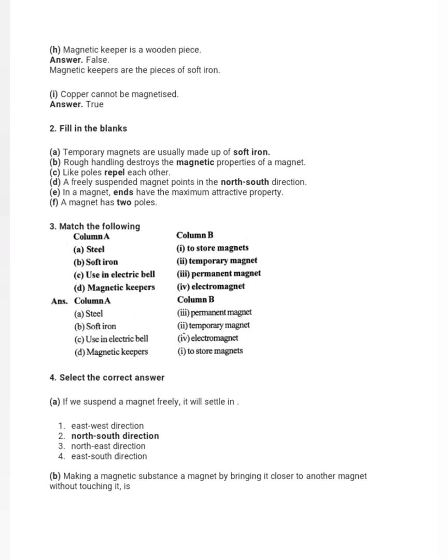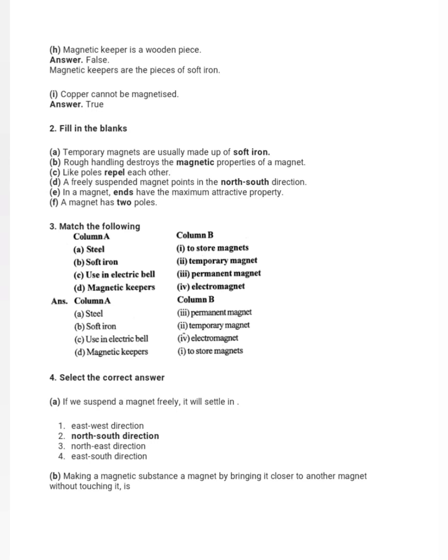Now let's do 3, match the following. I'll just tell you the answers. A. Steel. Answer is permanent magnet. B. Soft iron. Answer is temporary magnet. C. Use in electric bell, electromagnet. D. Magnetic keepers. Answer is to store magnets.